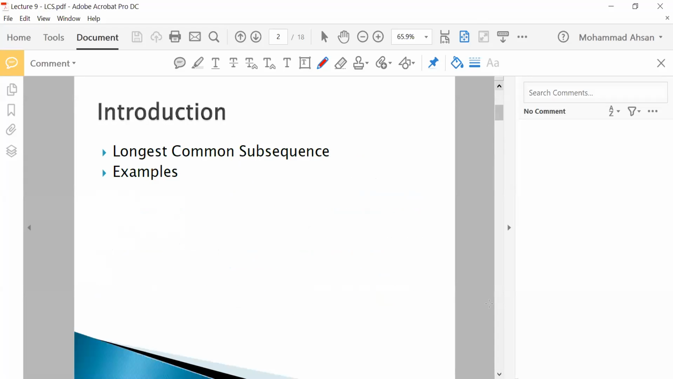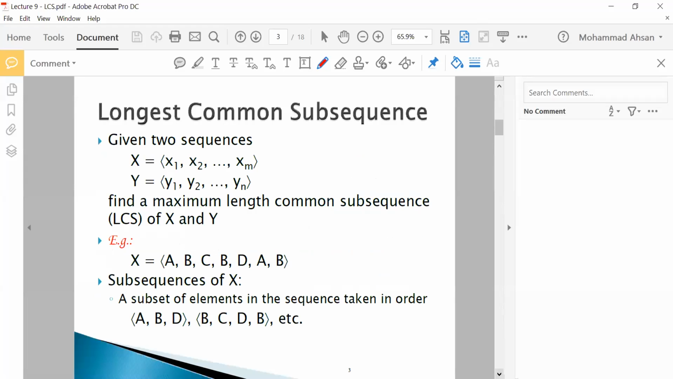First of all, we have to understand what a sequence is and what we mean by subsequence. A subsequence is a set of elements of a sequence that appear in another sequence in order. So they need not be continuous. It's not a substring, it is a subsequence.